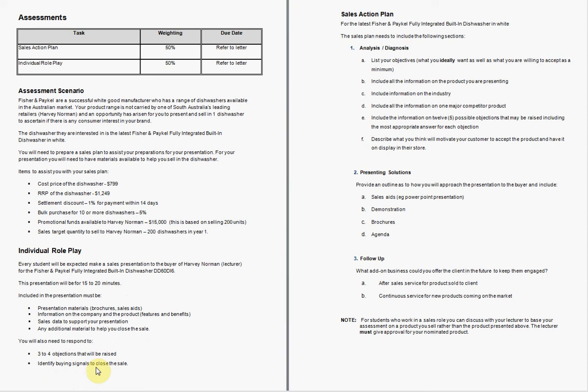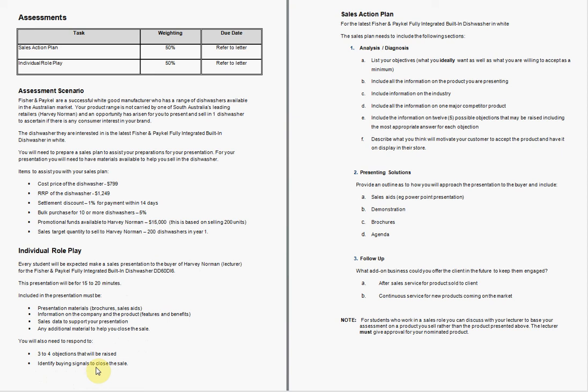The actual presentation will have the buyer, myself, asking a number of questions, looking for and actually having objections, and also buying signals to see how well you react to what the buyer actually says. This is an exercise to see how well you react to information that is presented to you. You need to show that you've done your homework and you know your product well enough to be able to sell it to the customer.